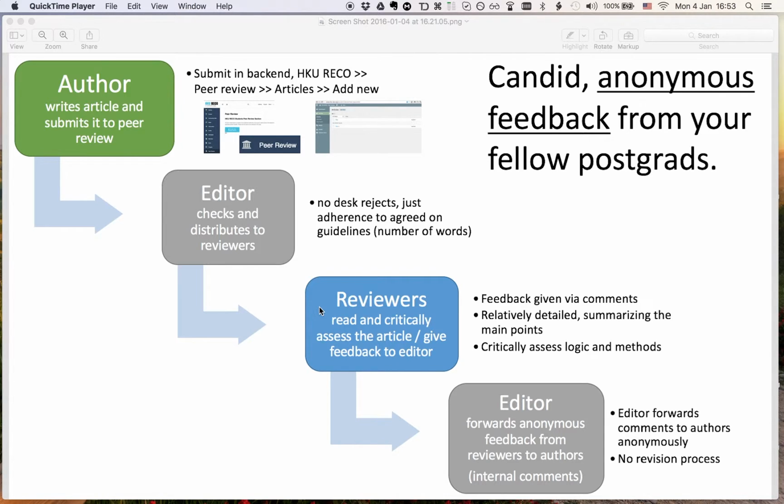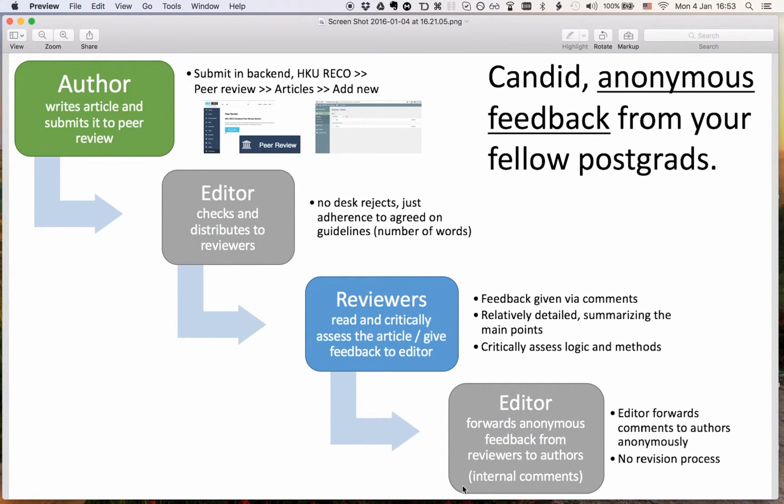Then in the next step, the 2 reviewers who were assigned this particular article read it, critically assess it, and give detailed feedback, which includes summarizing the main points of the article. And then they give comments. These comments are only visible to the editor, and the editor can then forward the comments as feedback back to the authors, so that the authors get feedback.